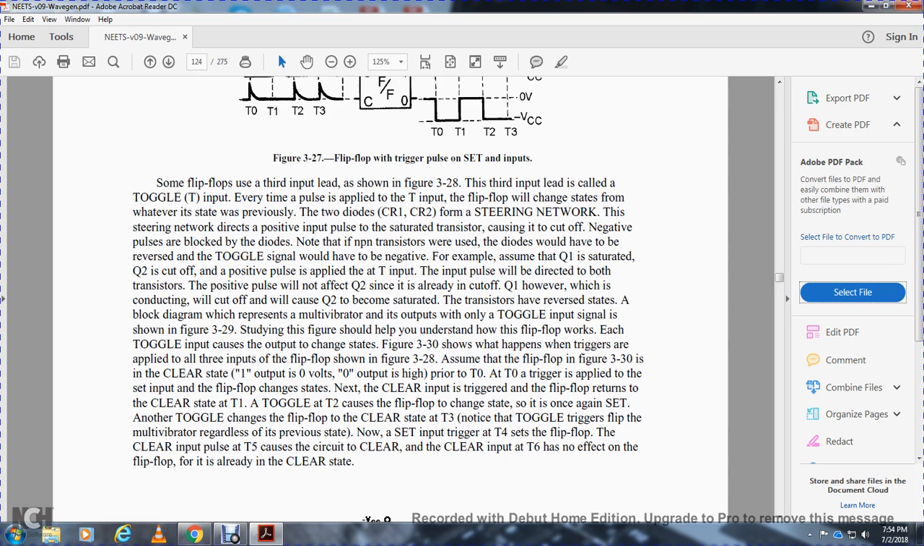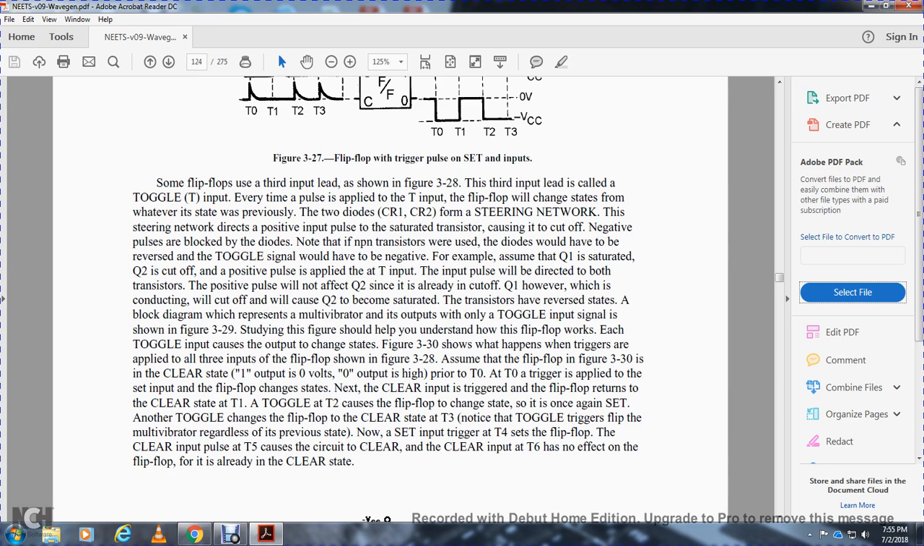Study the figure to help you understand how the flip-flop works with the toggle input. Cover the output with the change of state. Figure 330 shows what happens when triggers are applied to the three inputs of the flip-flop shown in figure 328, assuming the flip-flop in figure 330 is in the clear state, with the 1 output at 0 volts, at timing 0, the time of the trigger.